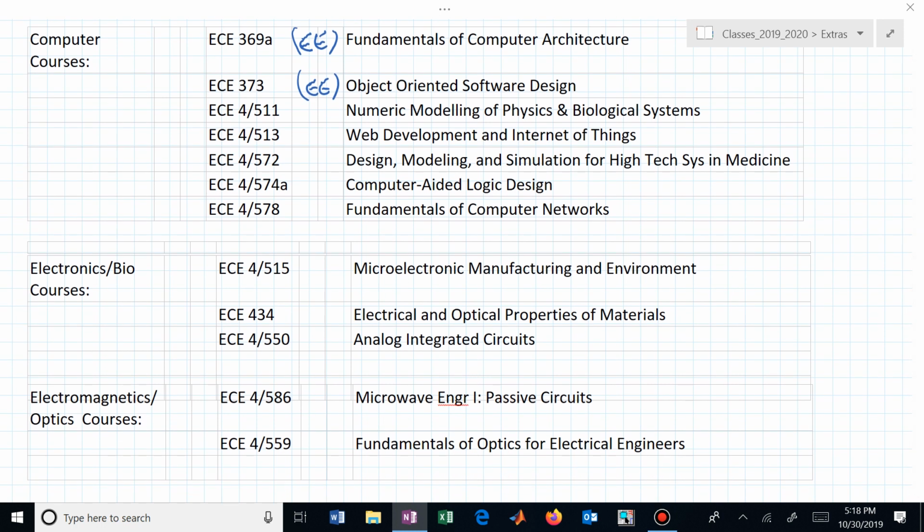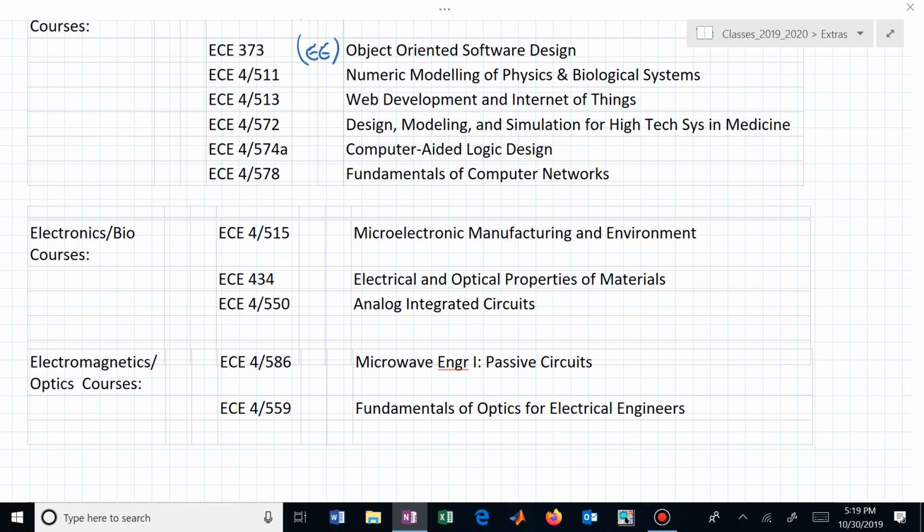Numerical modeling of physics and biological systems, how do you model, not just electrical systems, but now biological systems, mechanical systems. How do you put those into a simulation? 4.13, web development and Internet of Things, IoT, that's big. Now how do you create the infrastructure, the web design, the web development, so that you can now collect the information that you want from these things that are out there that are connected to the internet? And that could be all sorts of, use your imagination, what is now connected to the internet and how do you want to use that information?